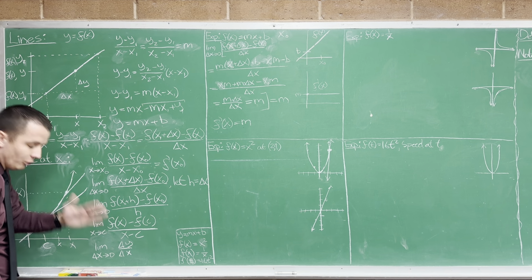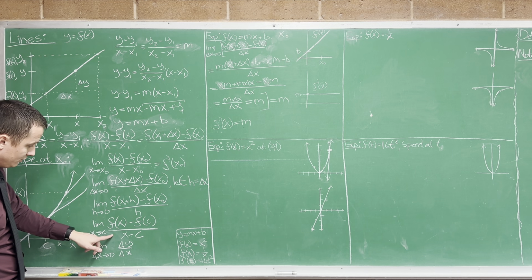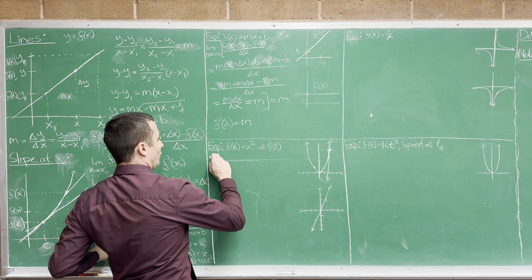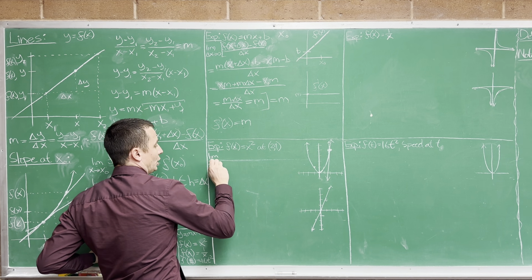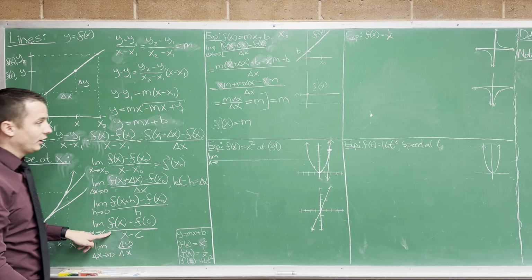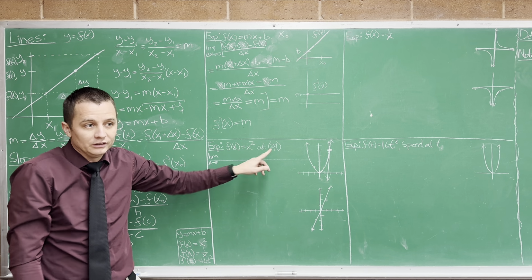Which one should we use? We should use the C. The C one? Yep. All right, we'll use this one. So we want to look for the limit as x approaches... What are we approaching in our case? 2. C is an actual number.